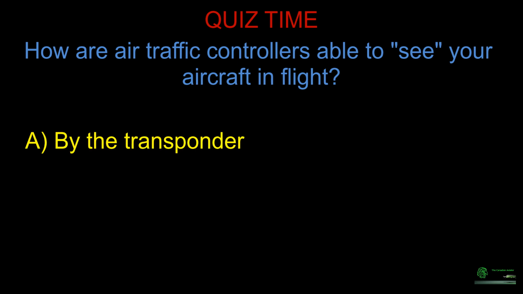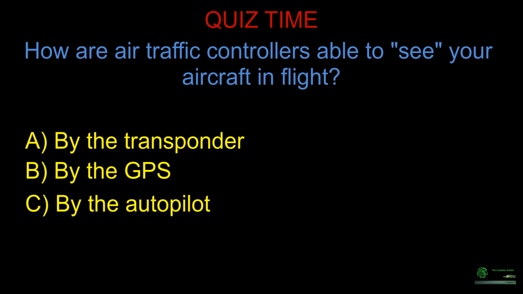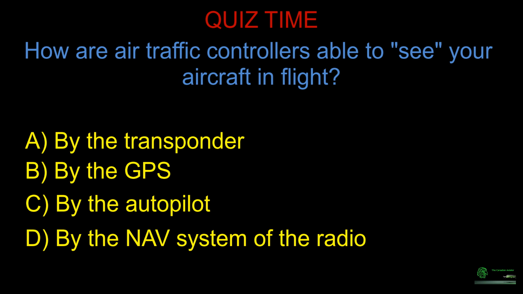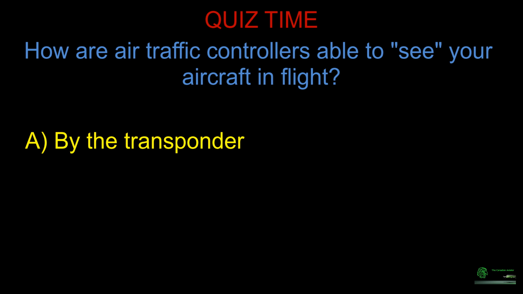Next question. How are air traffic controllers able to see your aircraft in flight? A. By the transponder. B. By the GPS. C. By the autopilot. Or D. By the nav system of the radio. The correct answer is A. By the transponder. Aircraft have transponders to assist in identifying them on air traffic control radar.